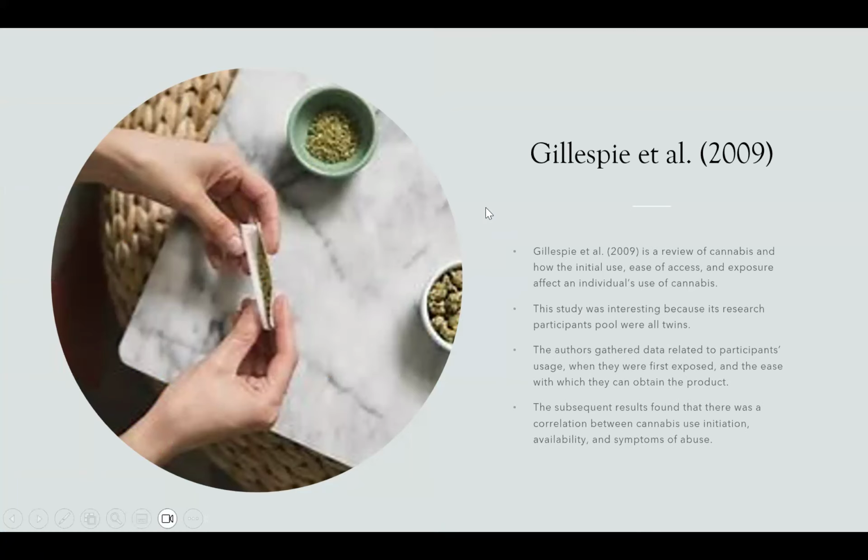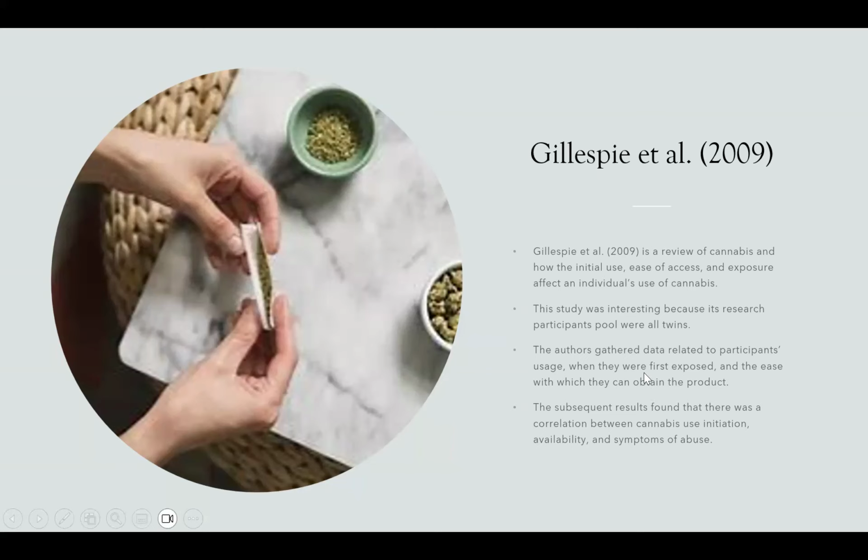This particular study was interesting to me because the participant pool was all from a group of twins, and twin research is very intriguing to me. The authors gathered data related to these twins, the participants' usage of cannabis when they were first exposed to cannabis, and the ease with which they can obtain the product.